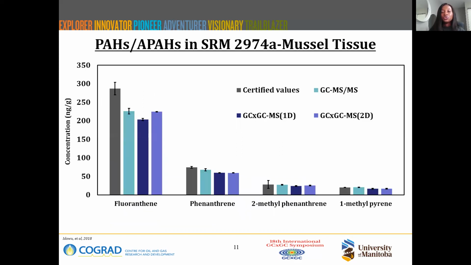Here I'm showing you the result from a standard reference material. We checked for the accuracy and the precision. On my y-axis, I have the concentration in nanogram per gram, and 4 compounds that are being evaluated. The gray bar is the certified values that were presented in the certificate of analysis. I also did similar analysis on a triple quad, which is the GC-MS/MS. I have the results in GCxGC 1D mode and in GCxGC 2D mode, and we can see that these results are all comparable.